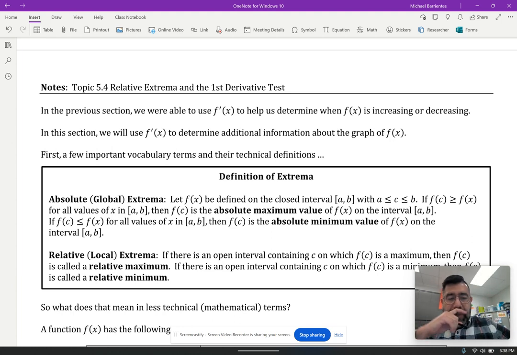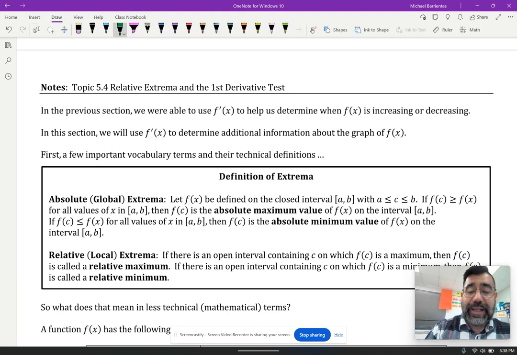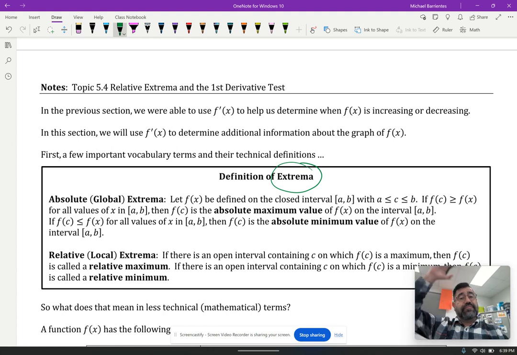Whenever they ask us for extrema, they're asking us for extreme values. Extrema is the plural form of extremum, and an extremum is an extreme point, like a maximum or a minimum. Those are extreme points, the highest point and the lowest point. So when we talk about extrema, we're looking for those highest, lowest points. But they come in two varieties, and I want to make sure that we understand the difference between both.